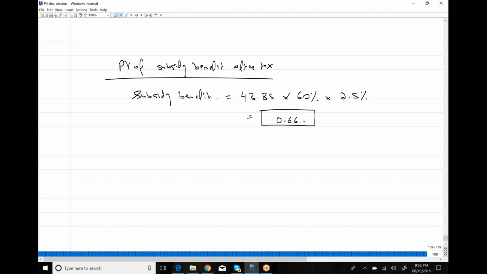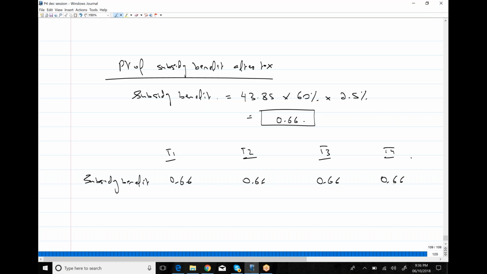So you will pay interest each year, right? So this benefit will also arise each year. T1, T2, T3 and T4. In each year I will be having a subsidy benefit of 0.66. Okay, so I have computed subsidy benefit.